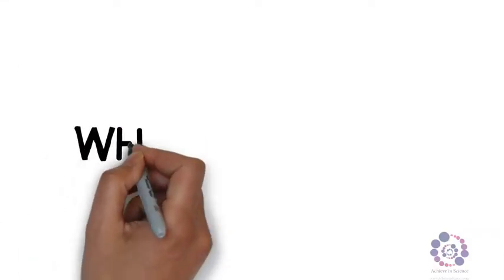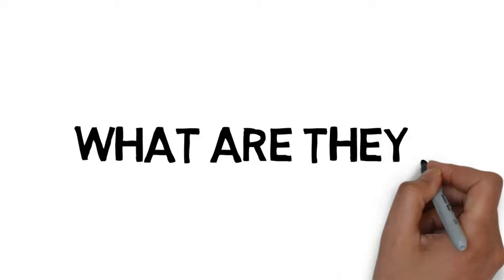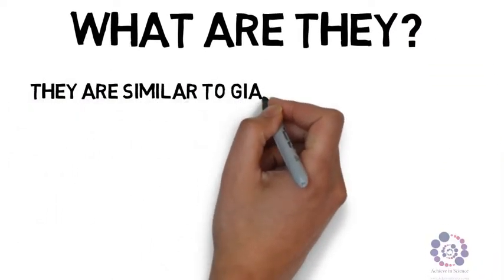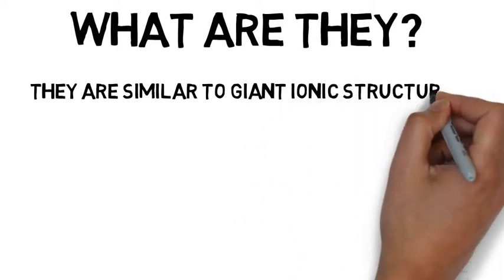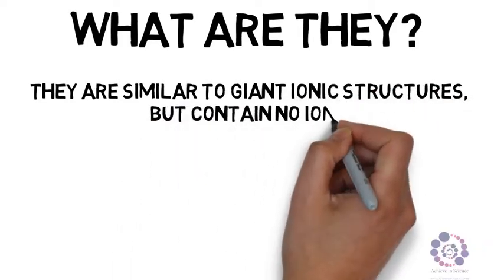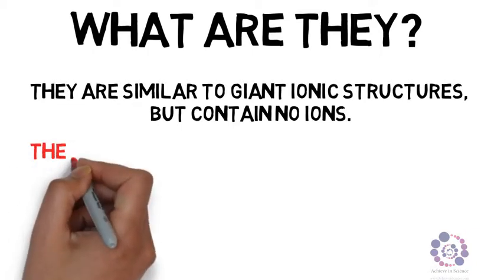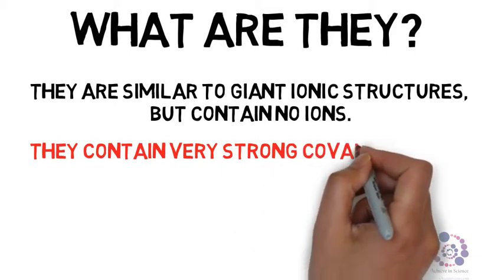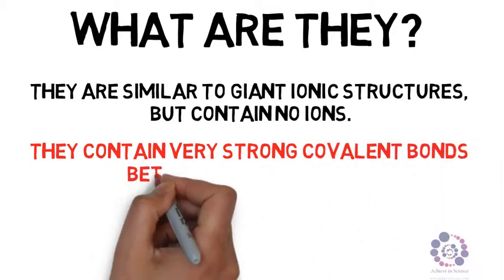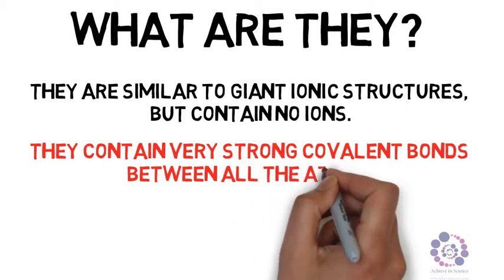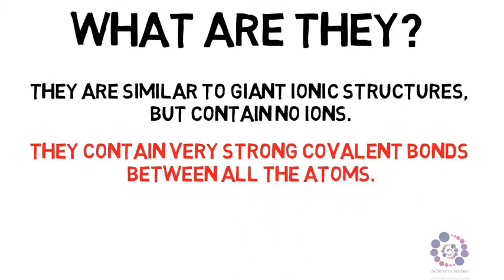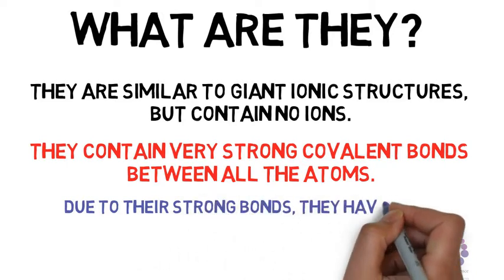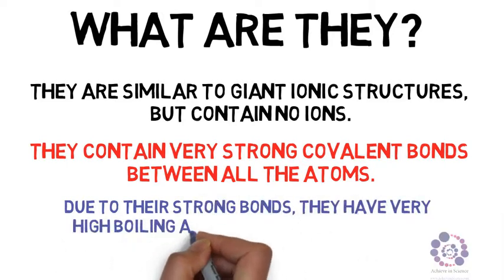So what is a giant covalent structure? Well, a giant covalent structure is similar to that of a giant ionic structure, the difference being that a giant covalent structure contains no ions. Within the giant covalent structure, there are very strong covalent bonds between all of the atoms. These strong bonds are very important because they mean that these covalent structures have high boiling and melting points. This is because lots of energy is required to break these very strong bonds.